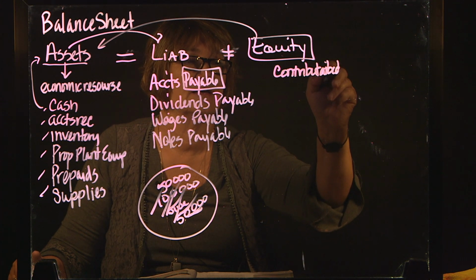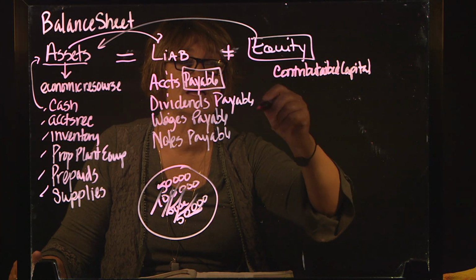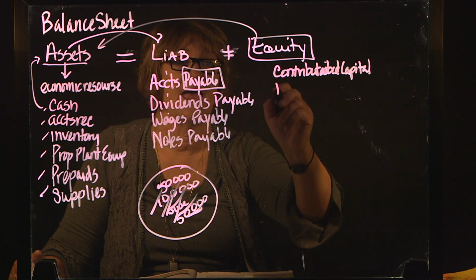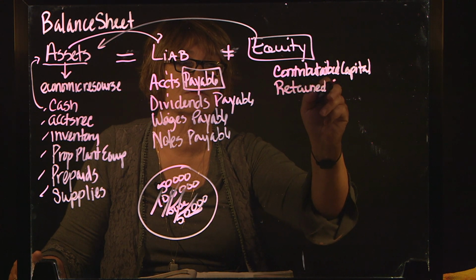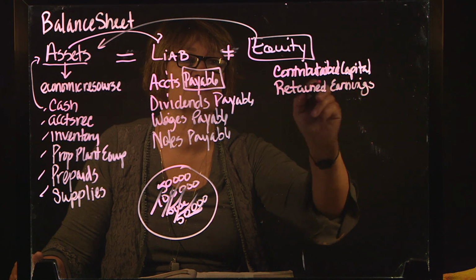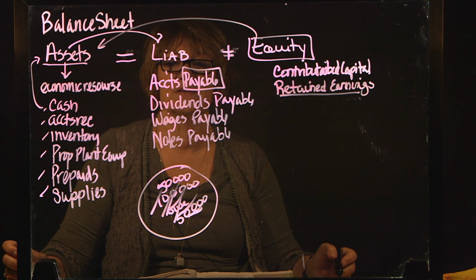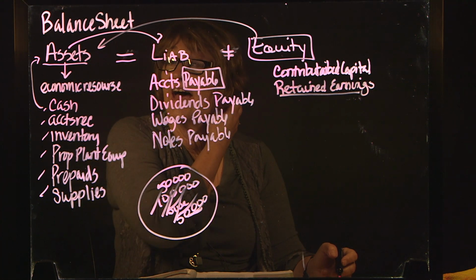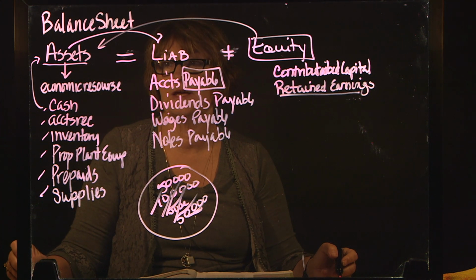Contributed capital, or common stock. That's money that's put in. And we have retained earnings. You should be going, aha, retained earnings. I just saw that on that statement of retained earnings. Well, let's go see how this is all going to come into a good-looking financial statement.